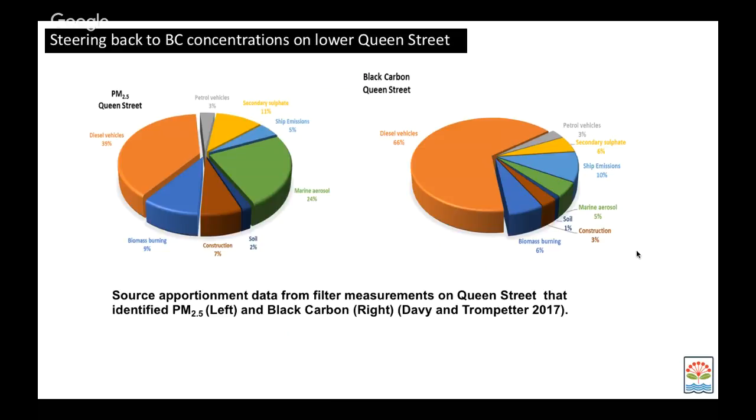So basically 39% of the PM2.5 concentrations come from vehicles, and for black carbon it's 66%. So the bulk of it, with everything else coming from the various mixture in the urban atmosphere.